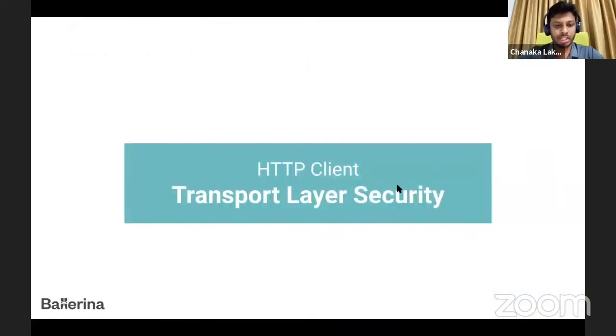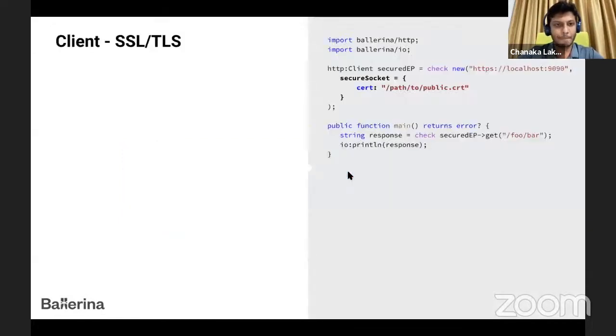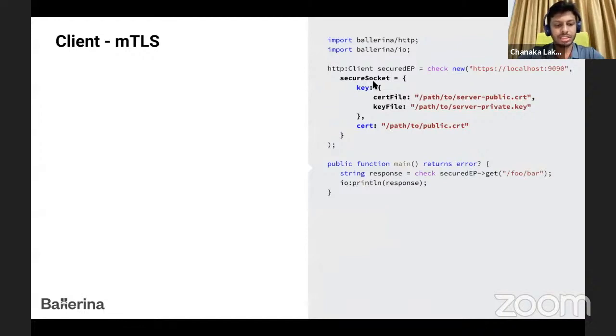Now let's see how we can configure HTTP client with transport layer security. If you need to configure SSL or TLS for HTTP client, this is how we can do that. It is quite the same as what we have done for HTTP service, but the configurations here come under HTTP client configuration. Next, if we need to configure HTTP client for mutual TLS like MTLS, this is how we can do that. We have to configure the key and cert fields of the secure socket config.